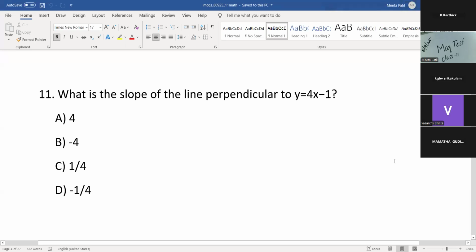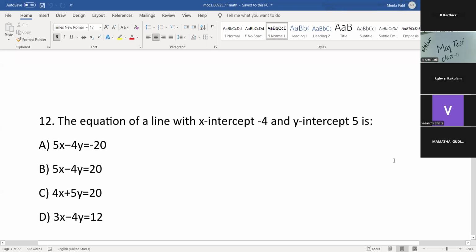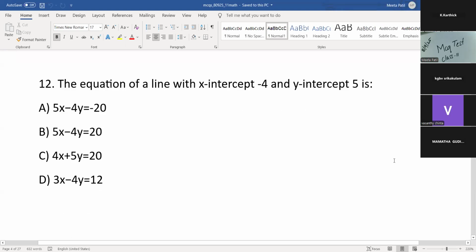Okay, so we are moving further to the next question. The 12th question: the equation of a line with x-intercept minus 4 and y-intercept is 5. You will have the options: option A, 5x minus 4y equal to minus 20, option B, 5x minus 4y equal to 20, option C, 4x plus 5y equal to 20, and option D, 3x minus 4y is equal to 12.